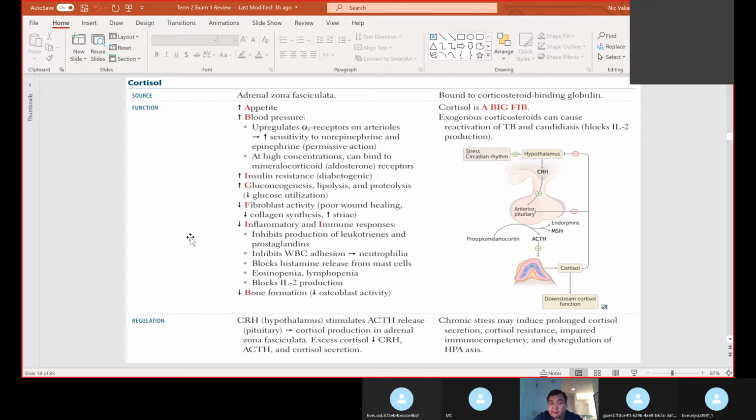How are we going to regulate cortisol? Increased CRH stimulates increased ACTH release, which increases cortisol production in your adrenal zona fasciculata. Chronic stress may induce prolonged cortisol secretion and dysregulation of your HPA axis. High yield, don't forget that if you're taking chronic steroids, it can cause reactivation of TB and candidiasis via blocking IL-2. More of this in term 3 for your immune system.